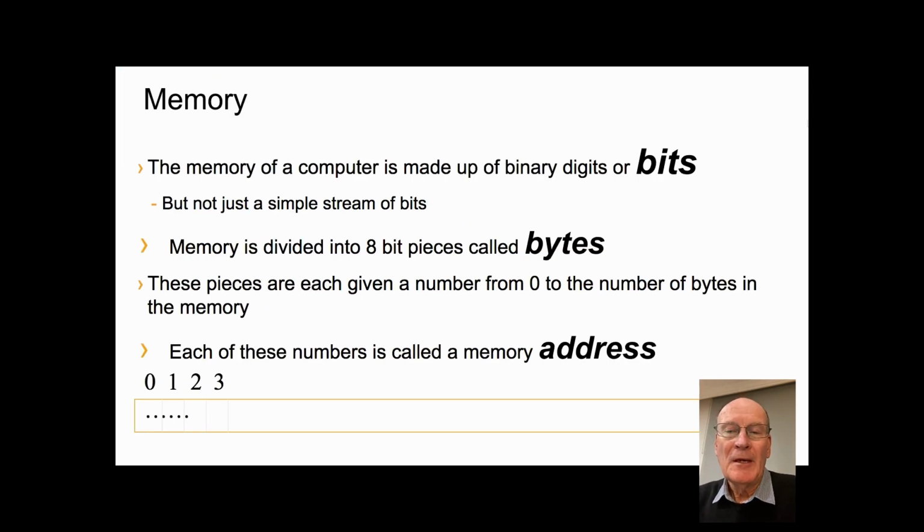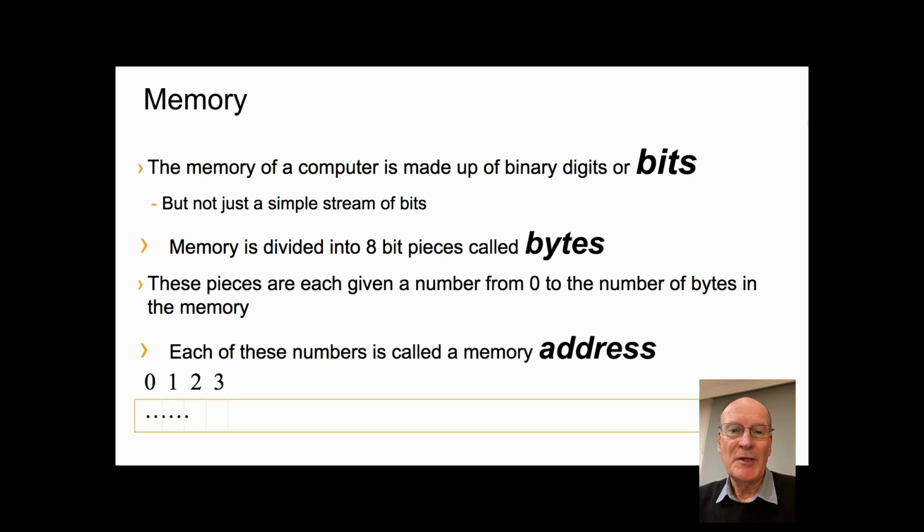So, memory of the computer is all made up of these binary digits, or bits. The word bit is just the contraction of binary digit. However, it's not just a simple stream of bits. It's not just, say, gigabits of data being a stream of individual ones and zeros. Instead, our memory is divided into 8-bit bytes, and these pieces are given a number from 0 to the number of bytes in the memory.